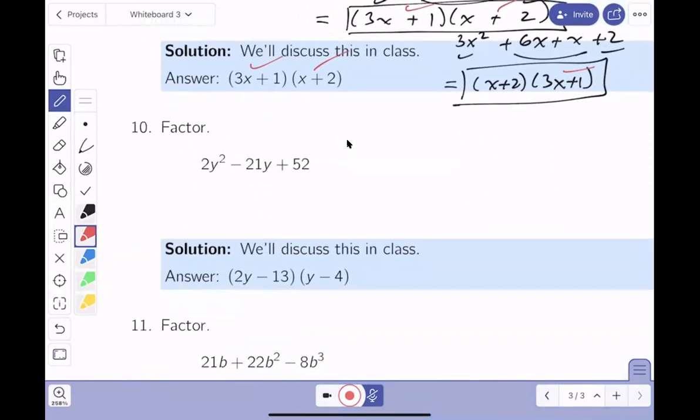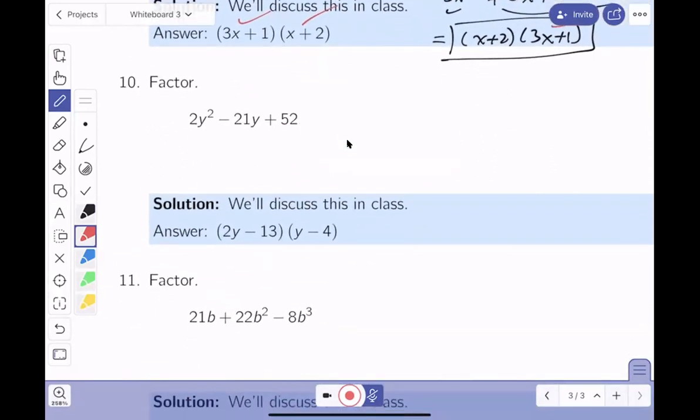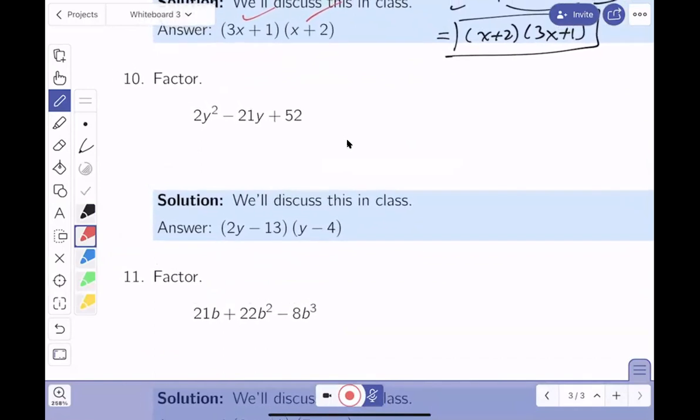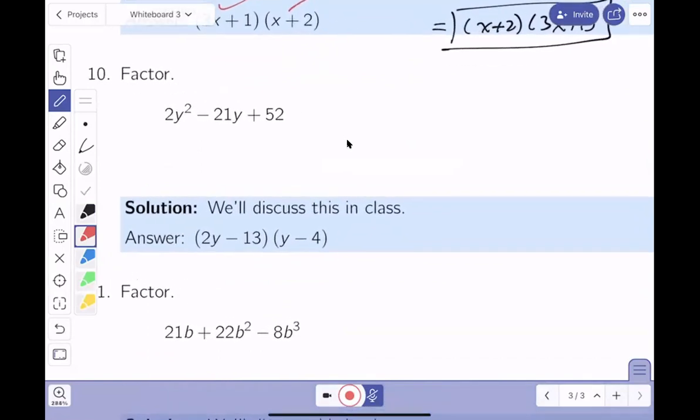So let's take a look at number 10. Things are getting bad. They're getting bigger numbers. What happens when people see big numbers? They say, I can't do it. All we're going to ask you to do is try. Not more than 3 times, by the way.